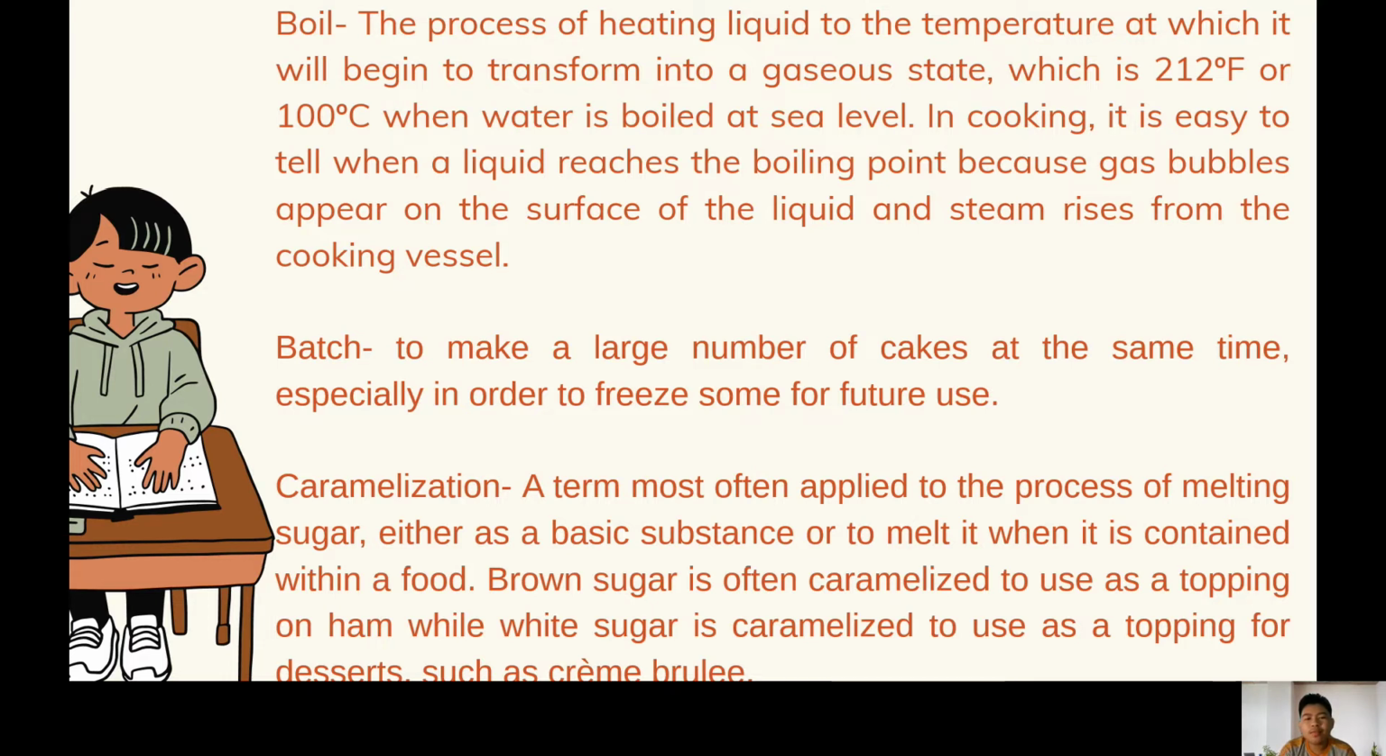Caramelization. A term most often applied to the process of melting sugar, either as a basic substance or to melt it when it is contained within a food. Brown sugar is often caramelized to use as a topping on ham, while white sugar is caramelized to use as a topping for desserts such as creme brulee.